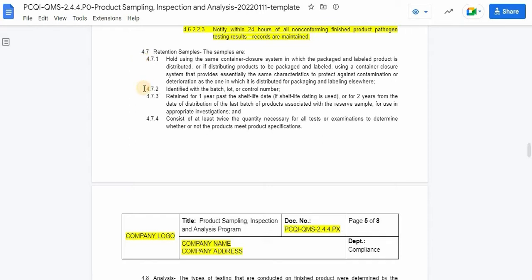Identified with the batch, lot, or control number. Retained for 1 year past the shelf life date or for 2 years from the date of distribution of the last batch of products associated with the reserve sample for use in appropriate investigations, and consist of at least twice the quantity necessary for all tests or examinations to determine whether or not the products meet product specifications.